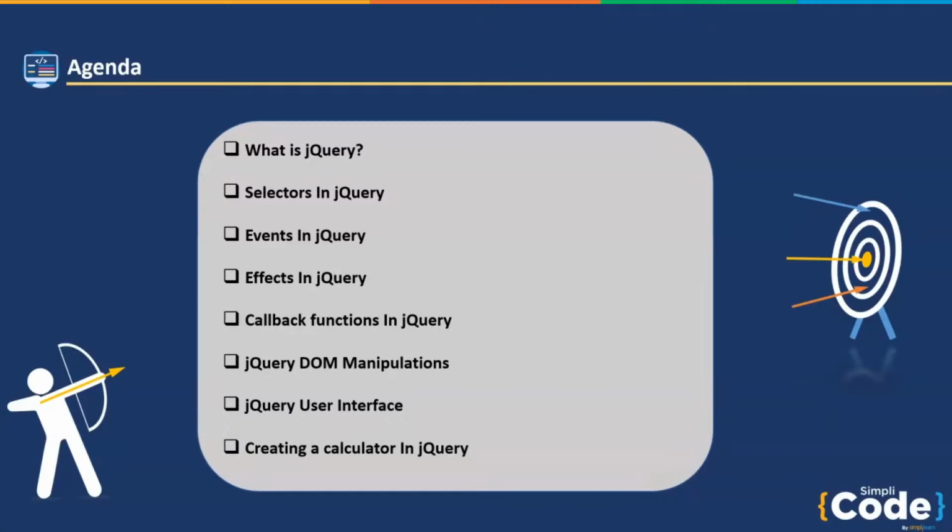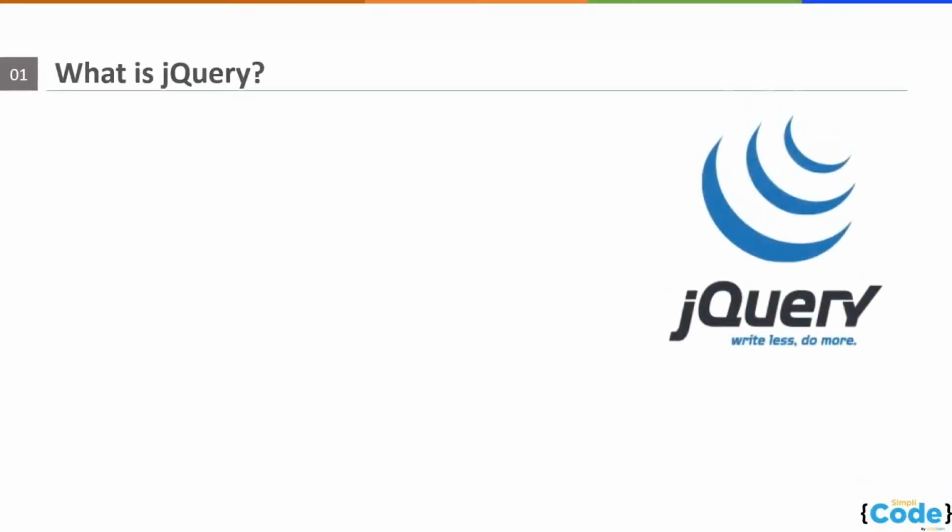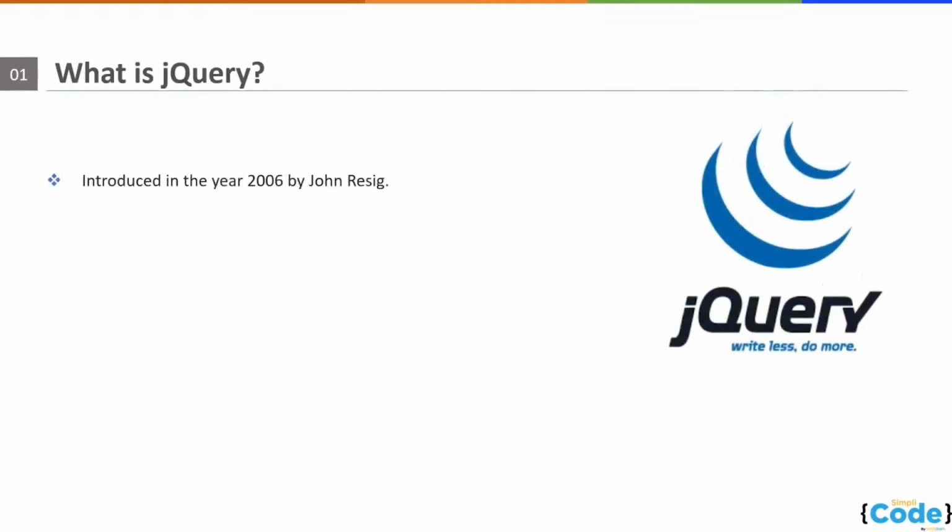So let's start this video with what is jQuery. Introduced in the year 2006, when John Resig, a web developer, became frustrated with the issue of cross-browser JavaScript. He found it so complicated that he decided to develop a JavaScript library of his own to overcome this problem. That same library is known as jQuery today.